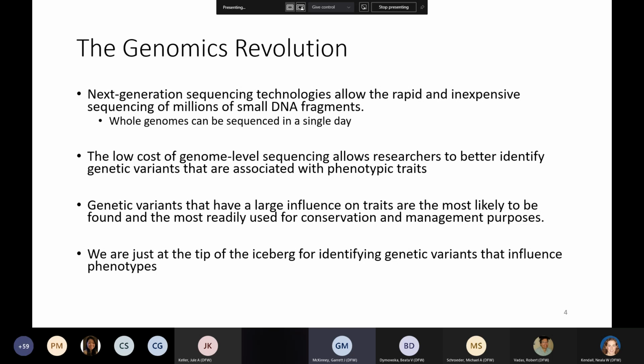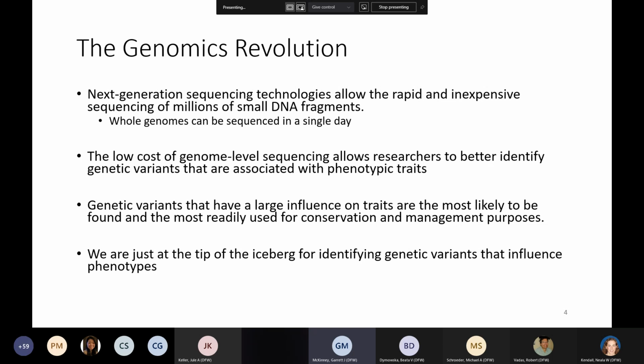And this low cost of whole genome level sequence has allowed researchers to better identify genetic variants that are associated with phenotypic traits. One of the caveats with that is that initially sample sizes are often small, and so you don't have the power to detect all genetic variants. What often is detected first are the genetic variants that have a large influence on the trait.